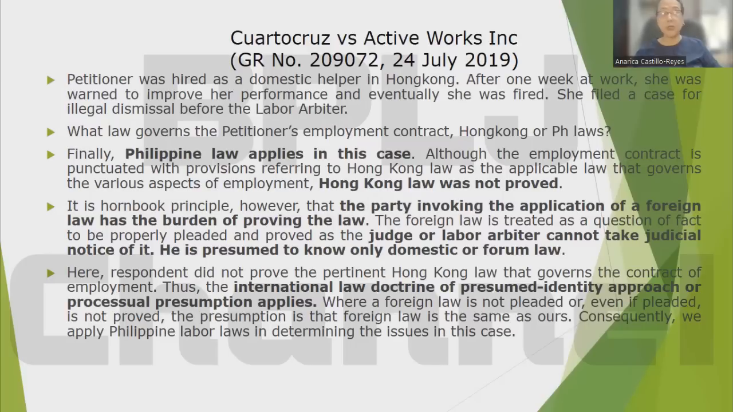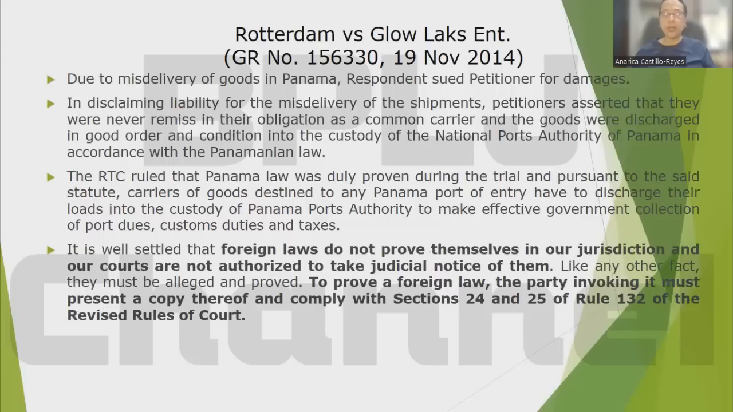So in this case, the petitioner was hired as a domestic helper in Hong Kong. And after a week, she was warned to improve her performance, and eventually she was fired. So she filed a case for illegal dismissal before the labor arbiter in the Philippines. So what law governs the petitioner's employment contract? Is it Hong Kong laws or Philippine law? So the Supreme Court applied processual presumption and said that the Philippine laws apply in this case. Why? Because the petitioner was not able to prove what the Hong Kong laws are. And considering that there is failure to prove the pertinent laws in Hong Kong relative to the contract of employment, it was held that it is the same as Philippine law. So the doctrine of processual presumption was applied.